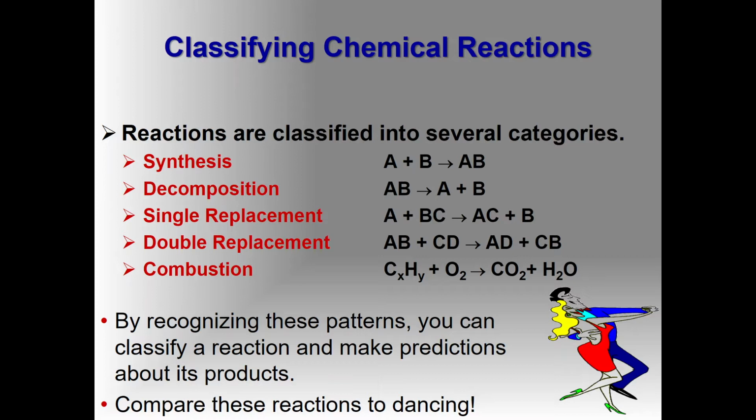We have synthesis, where we synthesize a chemical. We have decomposition. That's where a chemical naturally breaks apart, or maybe when you heat it up, it just breaks apart. We have single replacement, we have double replacement, and we have combustion. By recognizing these patterns, you can classify a reaction and make predictions about its products.